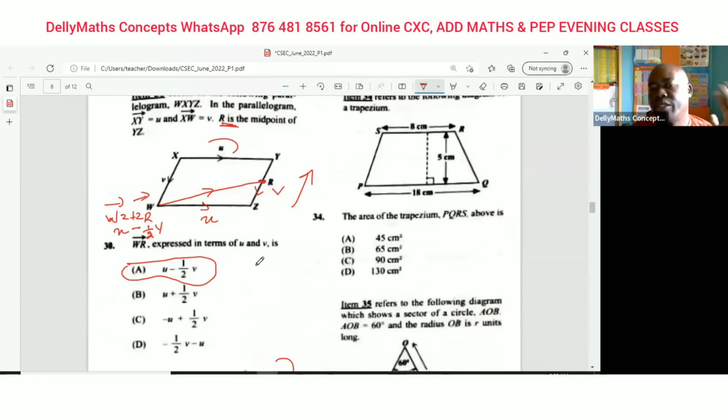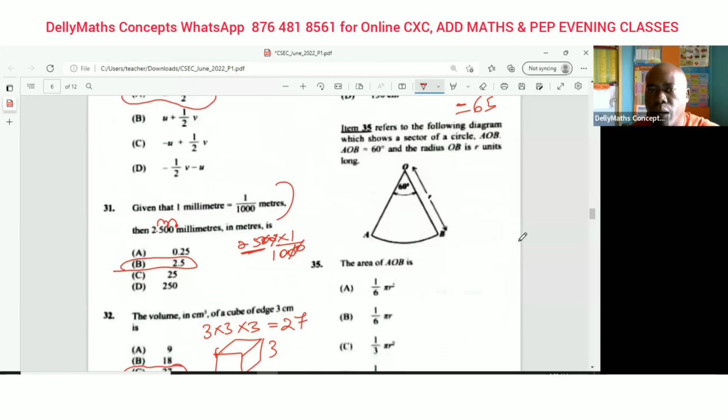34. All right. So the area of the trapezium PQR above is what? Half the sum of the parallel sides times the height. So we're talking about 8 plus 18 over 2, and then we're going to multiply that result by 5, right? So 26 divided by 2 is 13. 13 times 5 is 65. So we're looking for the answer with 65 right there.